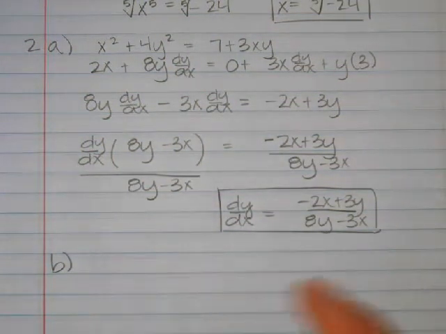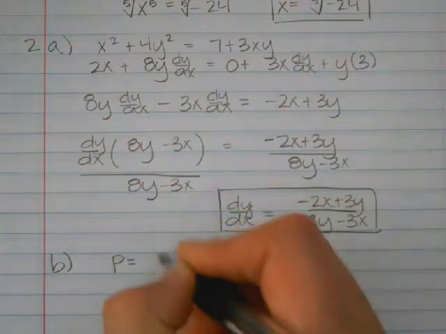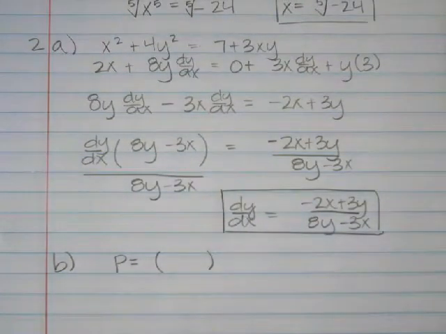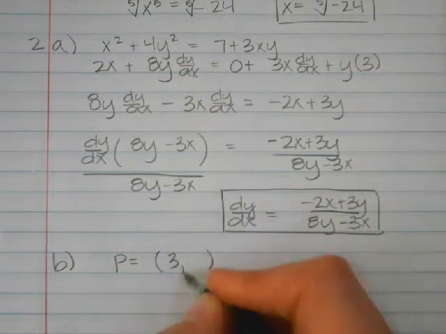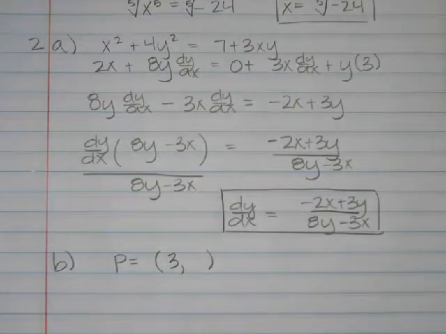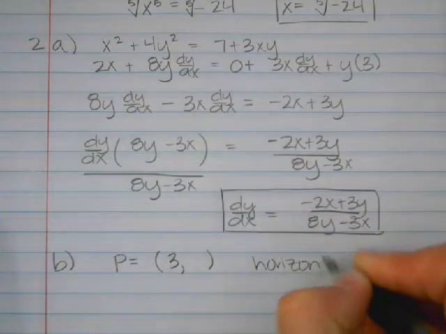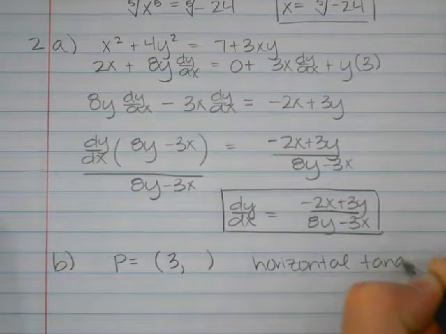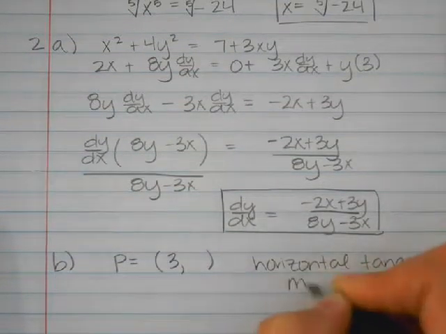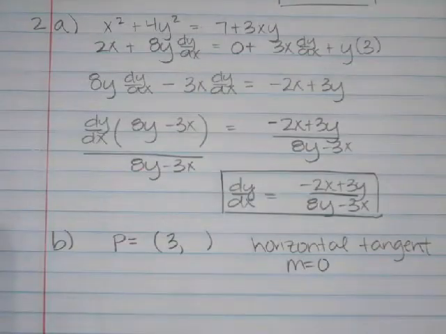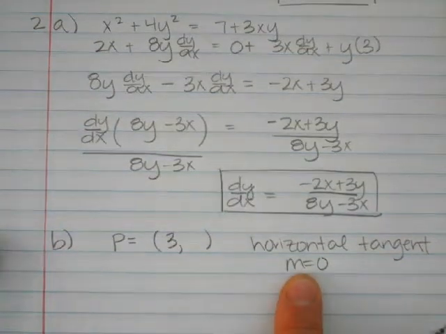All right, so part B says, show that there is a point P. So we're going to say point P equals, and it has an x-coordinate of 3, and it says that the line tangent to the curve is horizontal. So the tangent line is horizontal. What does that mean? Slope of 0. So horizontal tangent line means that m is 0, and we always get our slope from our derivative.